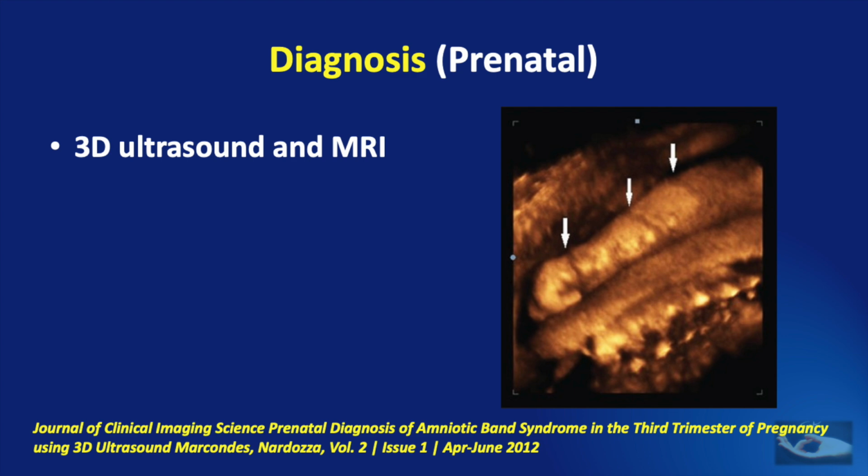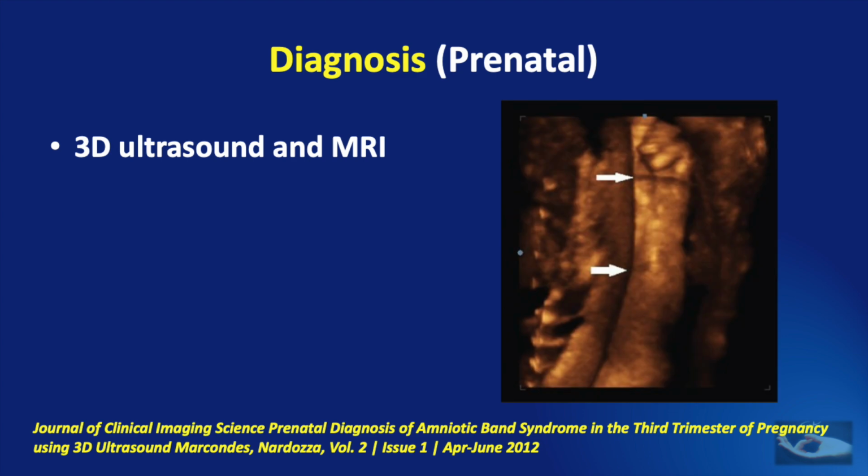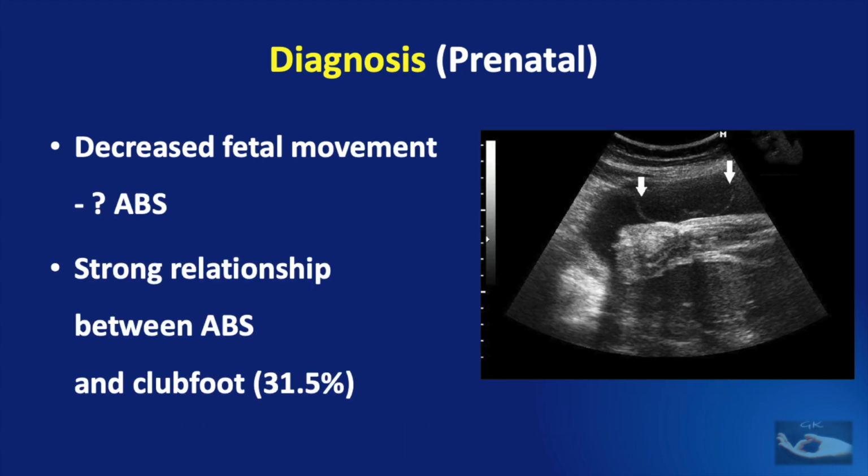These pictures from literature show three-dimensional ultrasonography in rendering mode, showing amniotic bands adhering to the right forearm of the fetus without constriction rings. Prenatal diagnosis can also be made indirectly by the presence of decreased fetal movement, of which one of the causes is amniotic band syndrome, and the second is the strong relationship between amniotic band syndrome and club foot, which occurs in almost 31.5% of children.